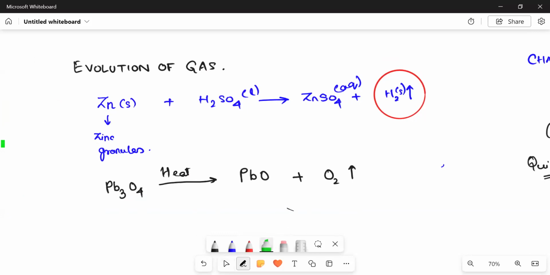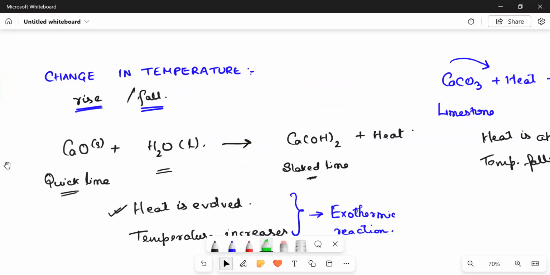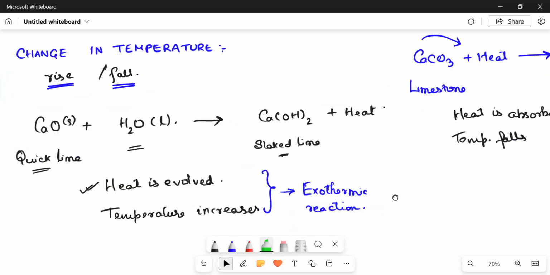When I added जिंक, जब मैंने जिंक को सल्फ्यूरिक एसिड में ऐड किया तो what did I get, I got hydrogen gas which was produced, that means there is an evolution of gas. तो यही होता है हमारा एवोल्यूशन ऑफ गैस का एग्जांपल। यहाँ पे लेड ऑक्साइड देखिए, लेड ऑक्साइड को जब मैंने हीट करा, what did I get, I got this lead monoxide and some amount of oxygen was evolved, this is an example of evolution of gas.